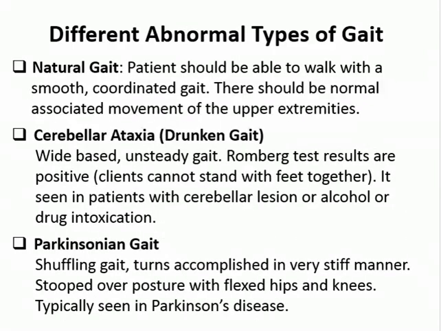There are different types of abnormal gaits. There is the natural gait: a patient should be able to walk with a smooth, coordinated gait. There should be normal associated movement of the upper extremities.